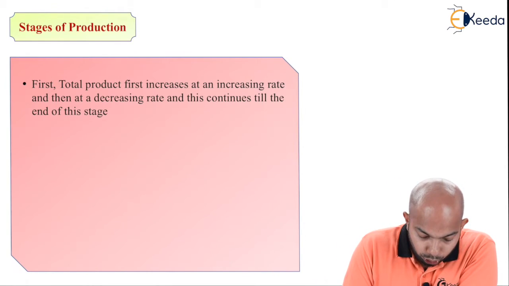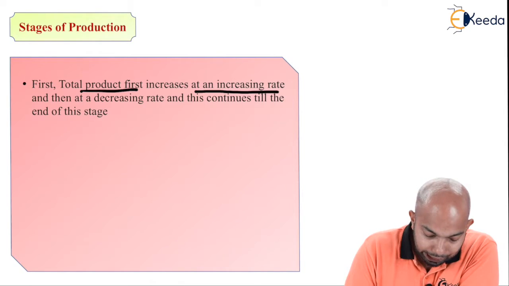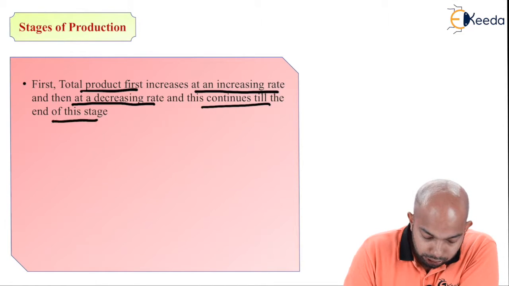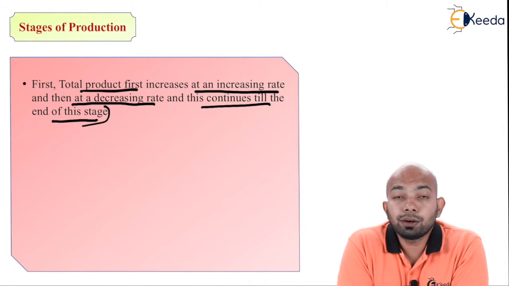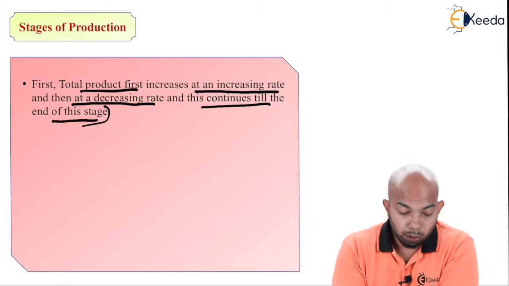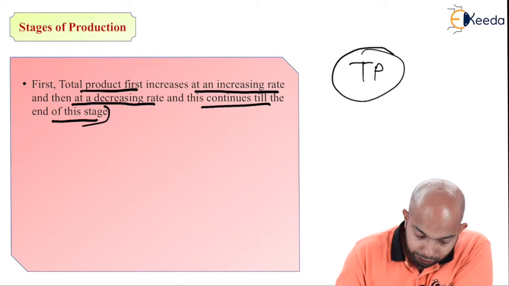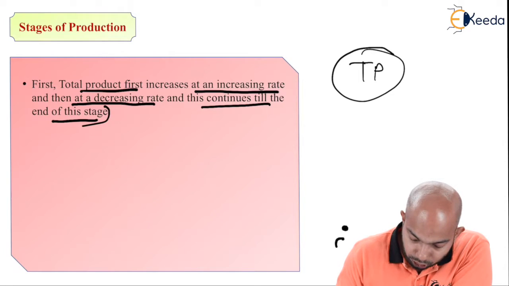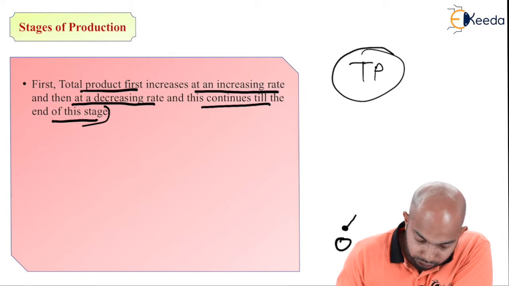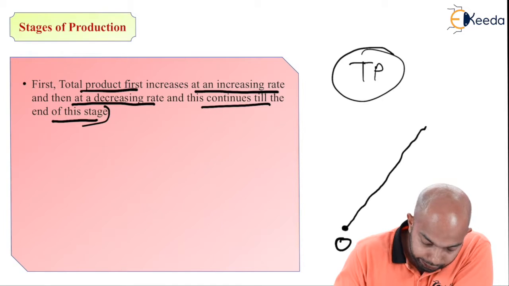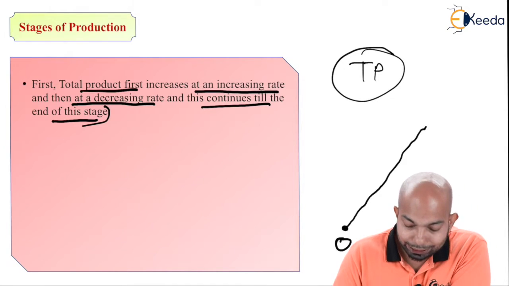First, total product first increases at an increasing rate and then at a decreasing rate, and this continues till the end of this stage. The first stage that we're talking about is where total product, let's say TP, keeps on increasing. Now this is the origin of it. It keeps on increasing at an increasing rate here and then at a decreasing rate.